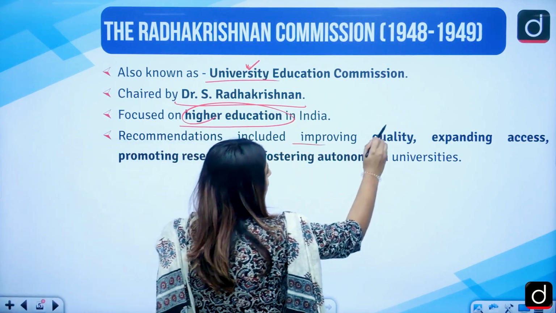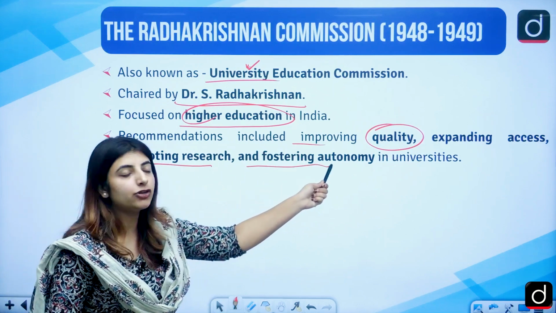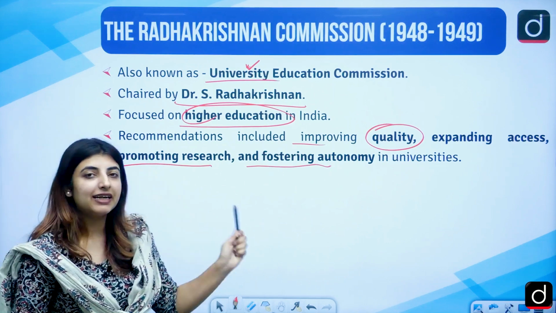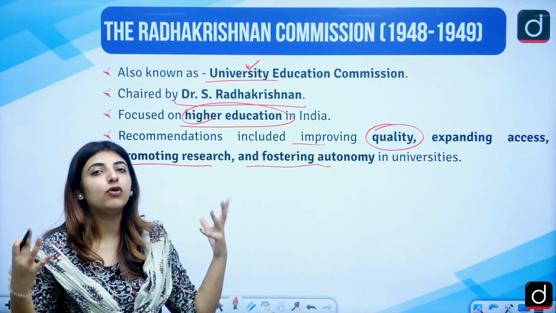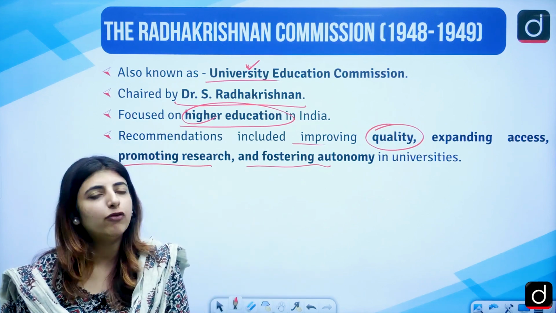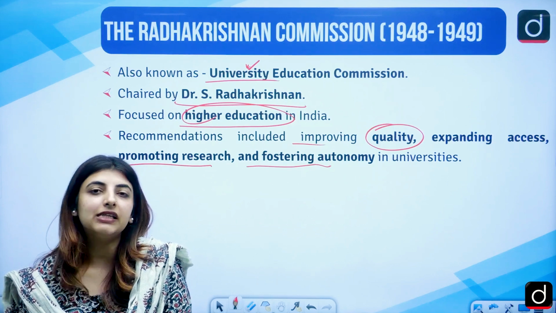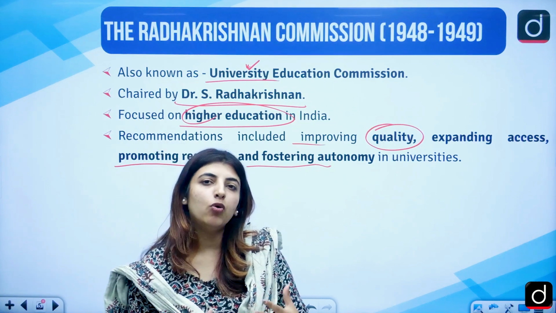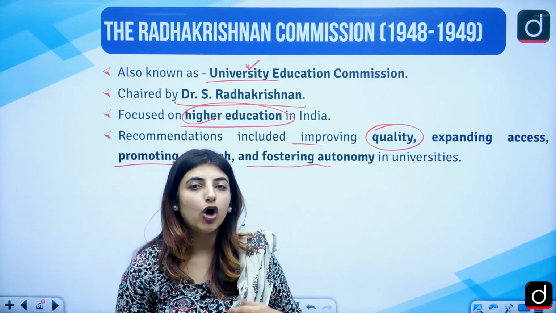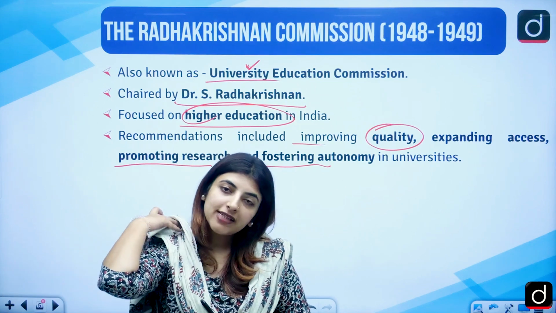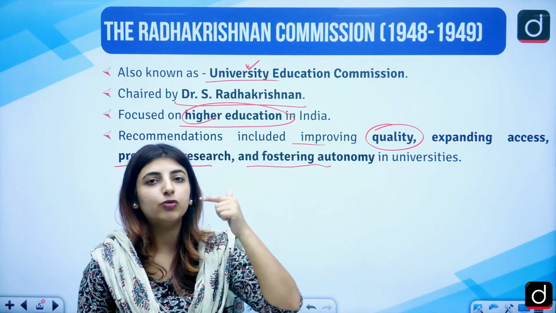To improve quality, expand access to education, promote research, and foster autonomy in universities. Those were certain recommendations made by the Radhakrishnan Committee to bring forth research as well, which the British had already been talking about in their committees, but it was not properly implemented. Hence, these commissions were more determined to provide people with an education system related to research, to promote research.